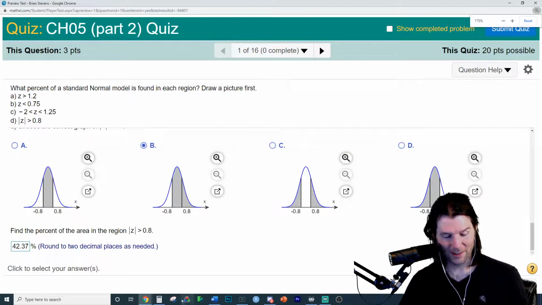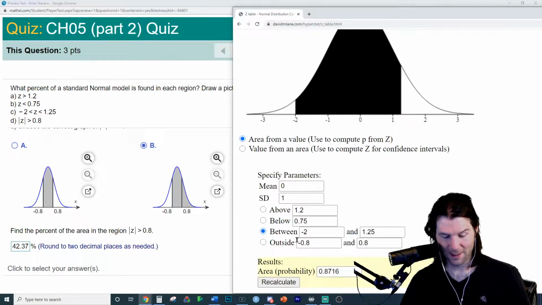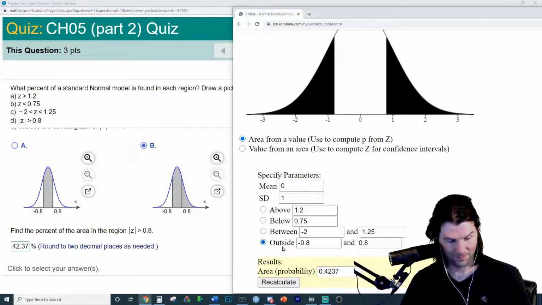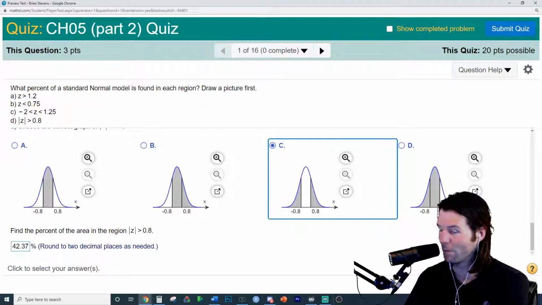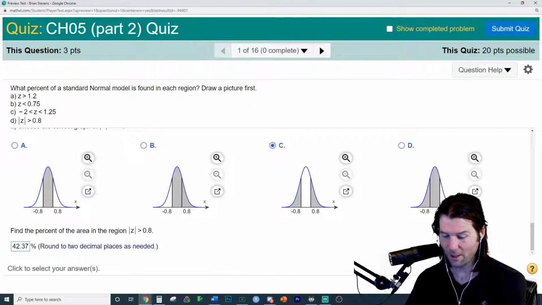Did I not change my answer? Let me look at this. It's got to be this last one. 42.37. What is going on, Michaela? When I clicked... I'm going to rewatch this video. When I clicked back down, because I have the area here.